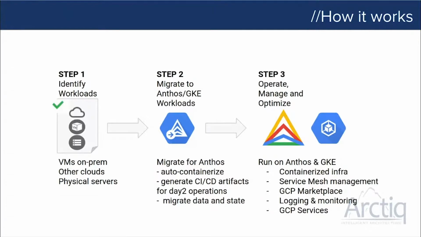The next step is to migrate using Migrate for Anthos. The entire migration can be orchestrated directly from GKE. It will automatically containerize your virtual machine workloads. It will generate CI/CD artifacts, which includes container image, Docker file, and sample YAMLs, and will move your entire workload, including your code, your data, and your state. So everything moves over to a container.